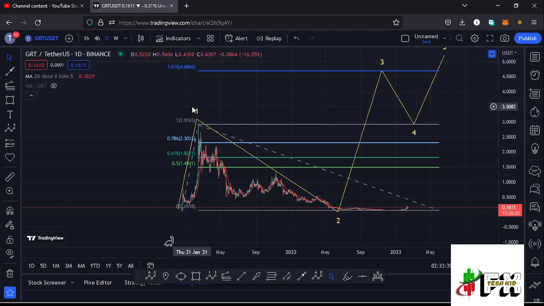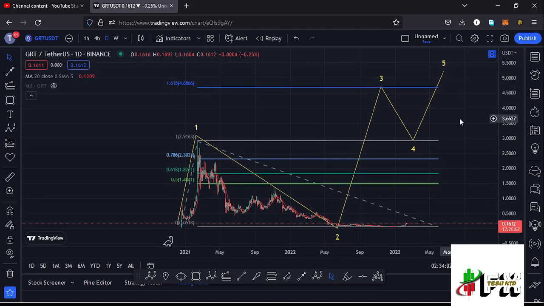And after seeing the formation of that wave 1, what we expected next is a corrective structure in the formation of a larger Elliott wave count 2, which we have seen over here, giving us a low at around the $0.05 mark. And after seeing the formation of a larger Elliott wave count 2, what we expect next on the long-term scenarios is a bounce to the upside in the formation of a larger Elliott wave count 3.